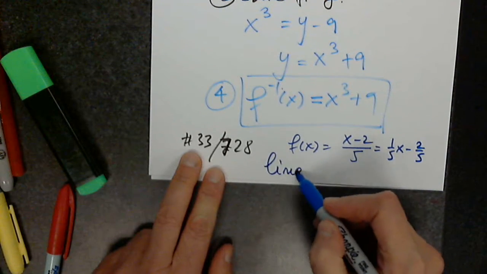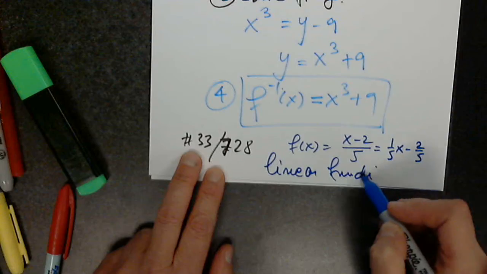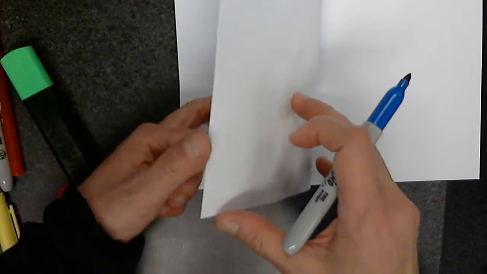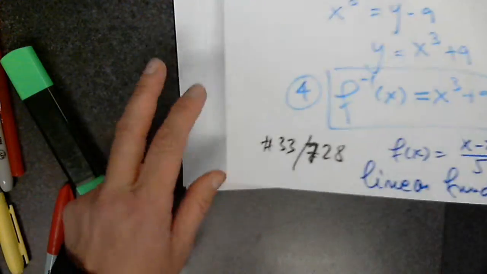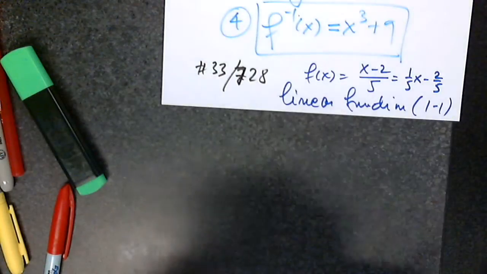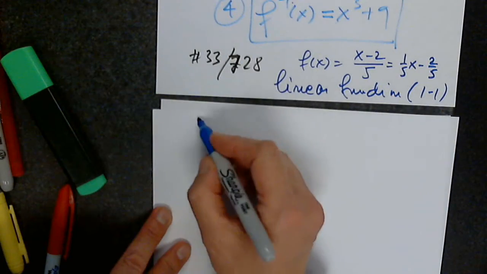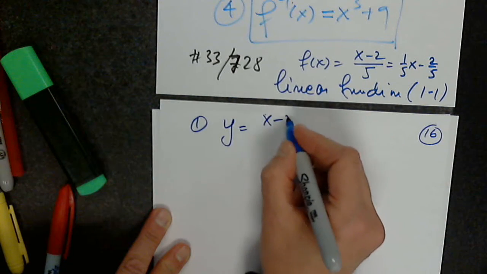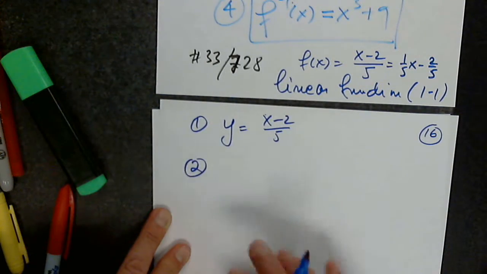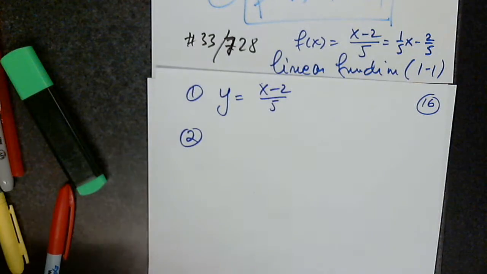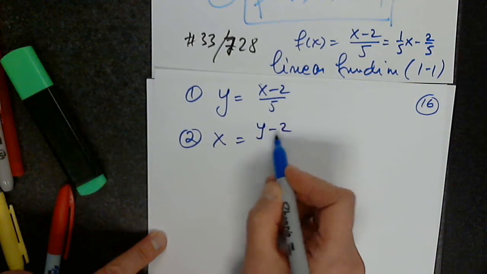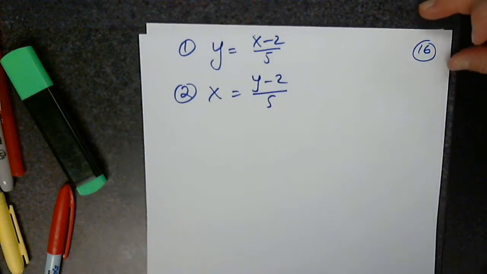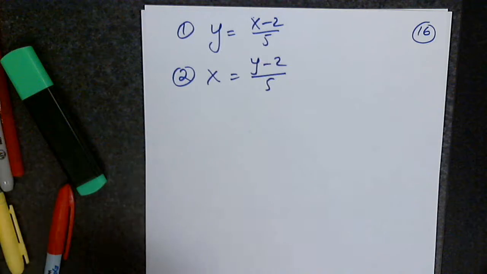All linear functions are obviously 1-to-1. Good. Can anyone dictate the first step? We need to find its inverse. Excellent. That's the first step. So then y equals x minus 2 over 5. In step 2, what do I do in step 2? Good. I'm allowed to do that because I'm looking for the inverse. And now y, the new y will be the inverse. Good.